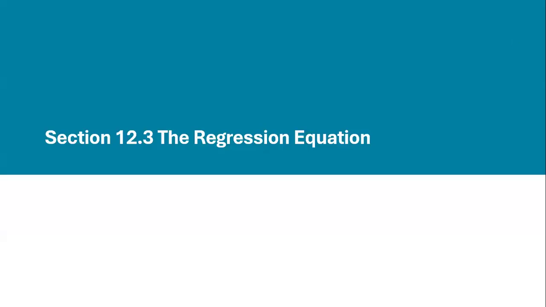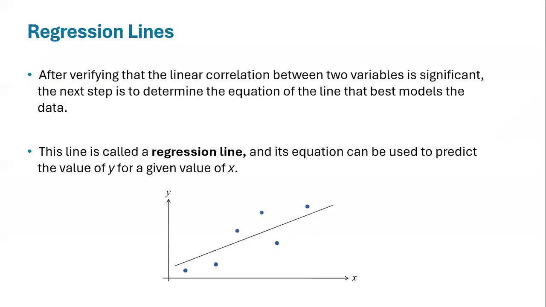Okay, in this video, I want to go over section 12.3, which is the last section of chapter 12 in our class, and it's talking about the regression equation. In 12.1 and 12.2, we talked about correlation, and we learned how we can verify that the two variables have a linear correlation. After verifying that there is a linear correlation between the two variables and the linear coefficient, and that the correlation is significant, the next step is finding the equation of that line.